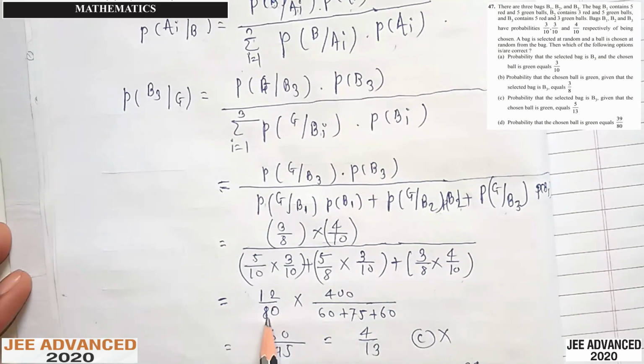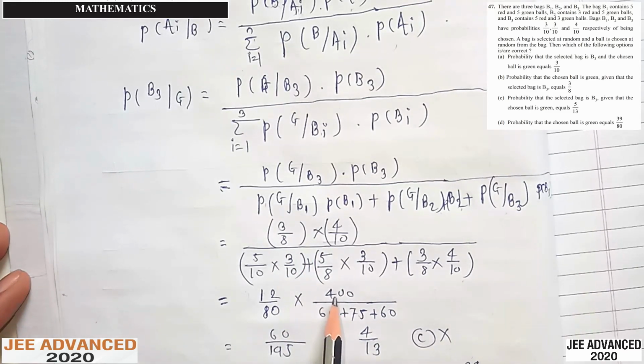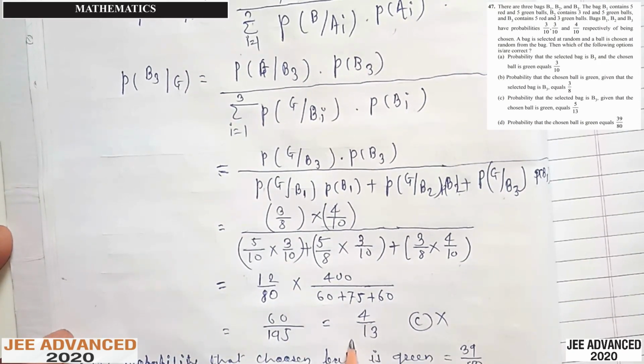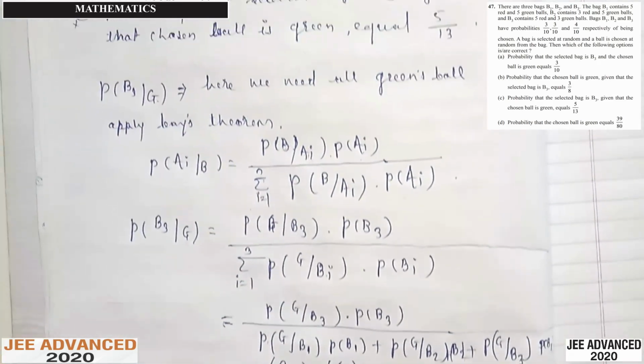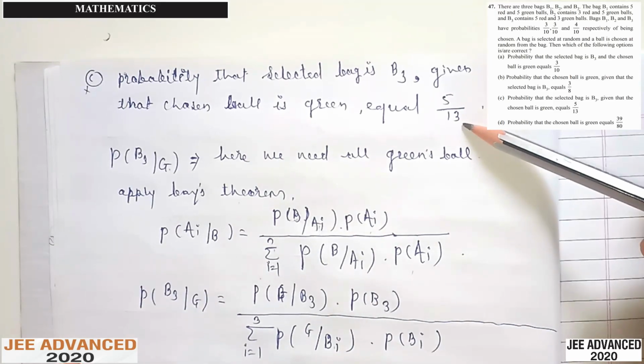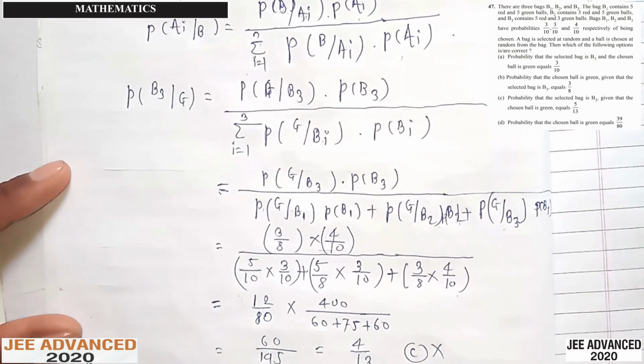So you will get 12 by 18 multiplied by, so multiply the numerator and denominator, 400 divided by 60 plus 75 plus 60. Go for calculation: 60 by 195. So we will get 4 by 13. But in our option we have been given 5 by 13, but we got the answer as 4 by 13. So option C is wrong.